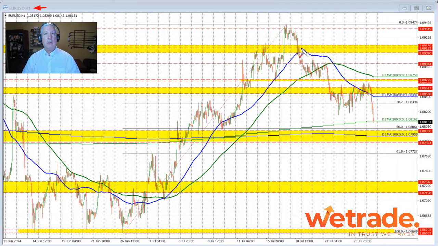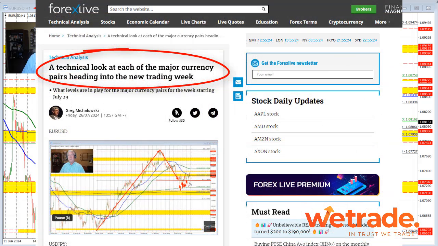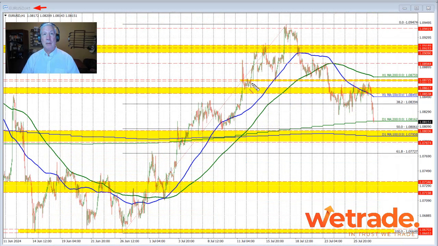So let's get started. Looking at the hourly chart in the euro versus US dollar, in the Friday video, looking forward to this week, I spoke about a couple key levels in play, and one of them was right up here near the 1.08725 level. That level corresponded with these highs and lows going back in time here. You can see the floor right here before we broke to the downside, and we haven't been above that level since.